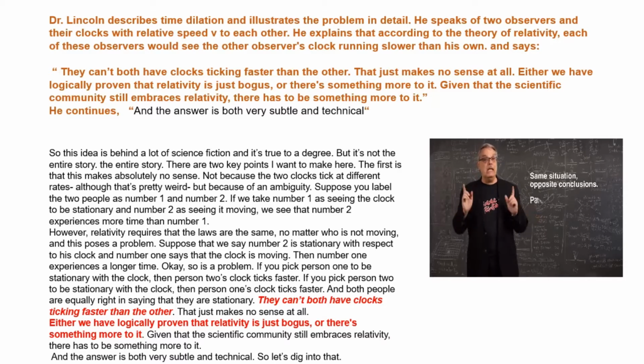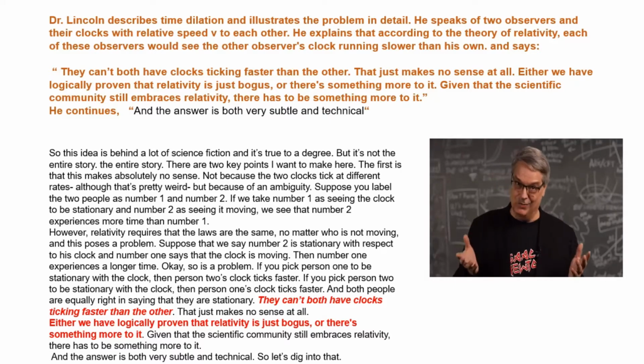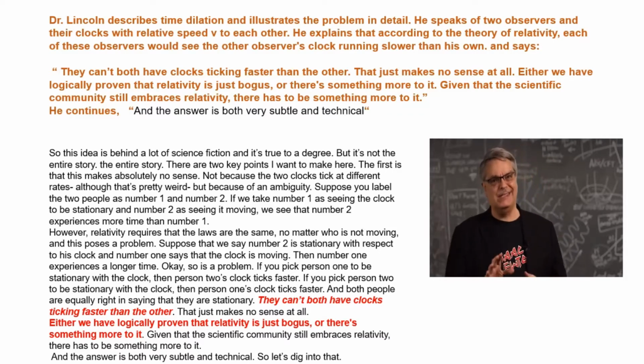And both people are equally right in saying that they're stationary. They can't both have clocks ticking faster than the other. That just makes no sense at all. Either we have logically proven that relativity is just bogus, or there's something more to it. Given that the scientific community still embraces relativity, there has to be something more to it. And the answer is both very subtle and technical. So let's dig into that.